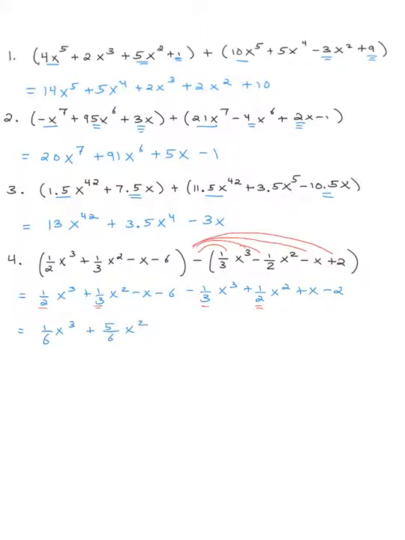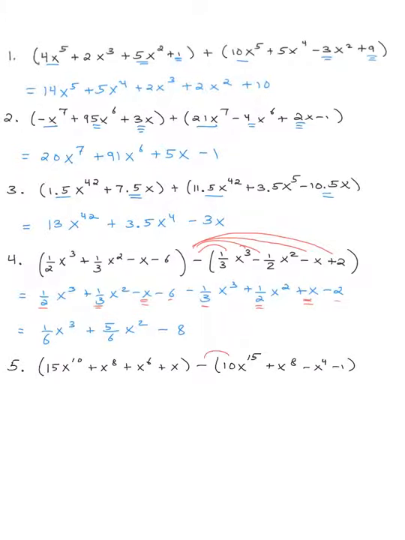Okay, we now have x's. There's a negative x and a positive x. Those just completely cancel. You could put 0x, but I'm not actually going to write that. And then lastly, we have this negative 6 and negative 2, which combines to a negative 8, and that's the answer.